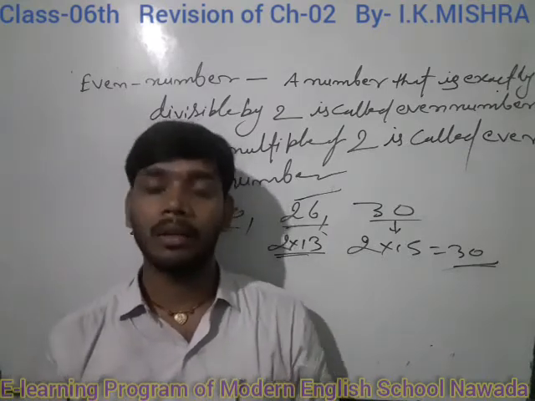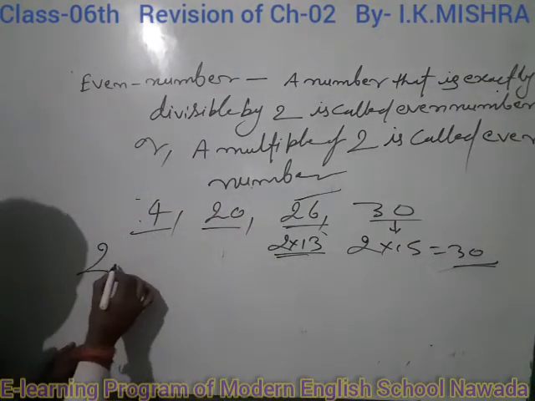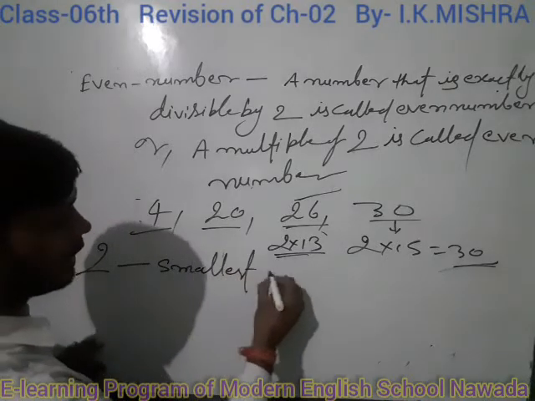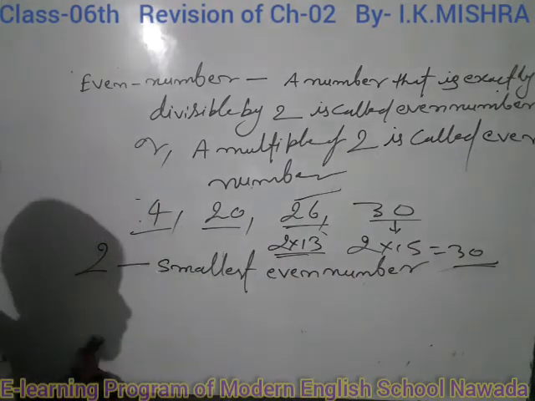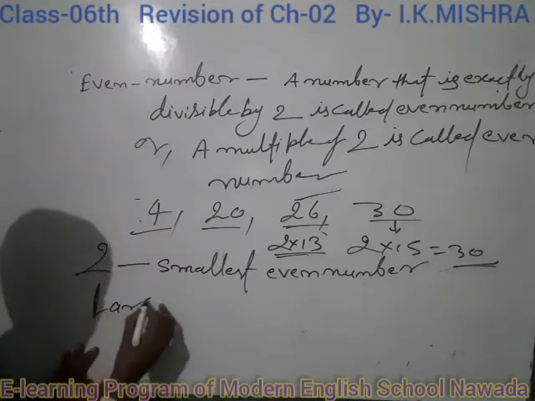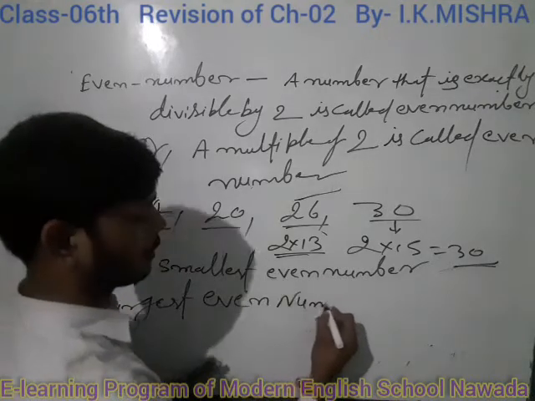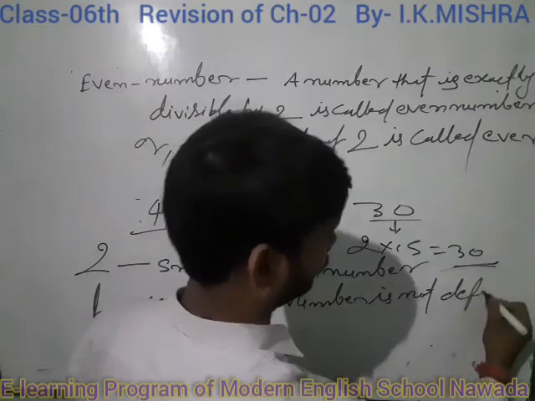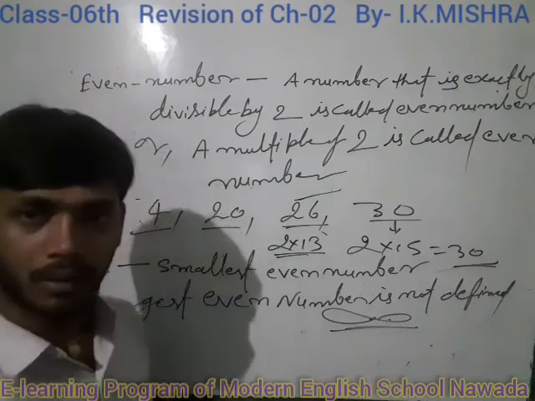So students, the smallest even number is 2. 2 is the smallest even number, and the largest even number is not defined. That means undefined, infinity. Clear students?